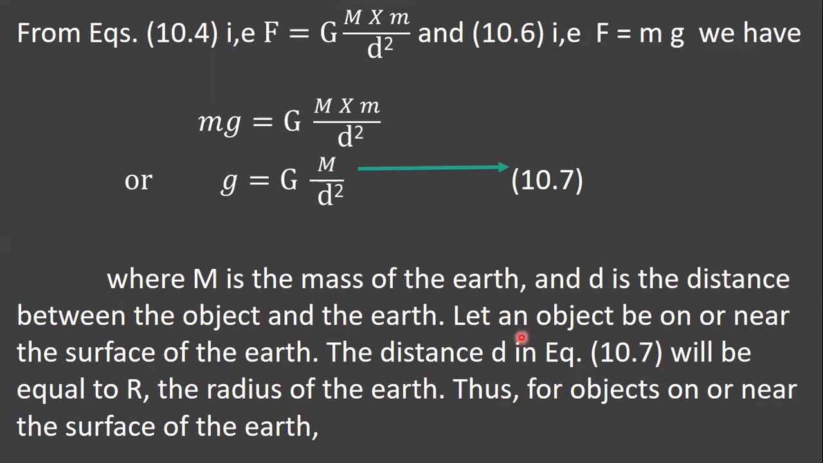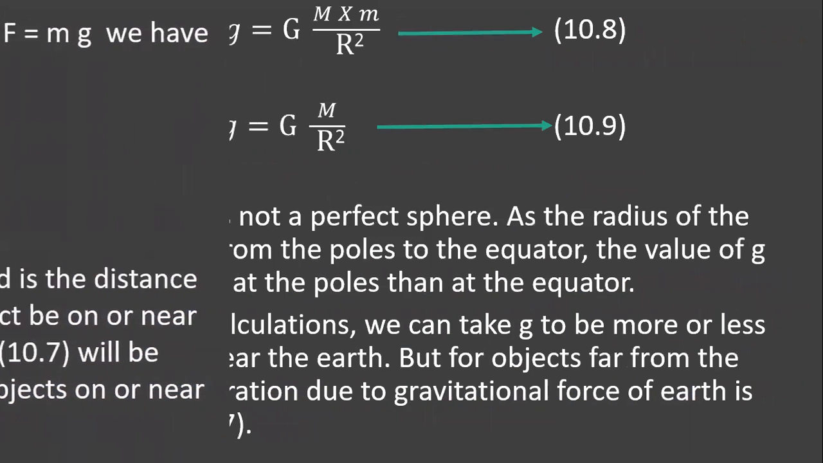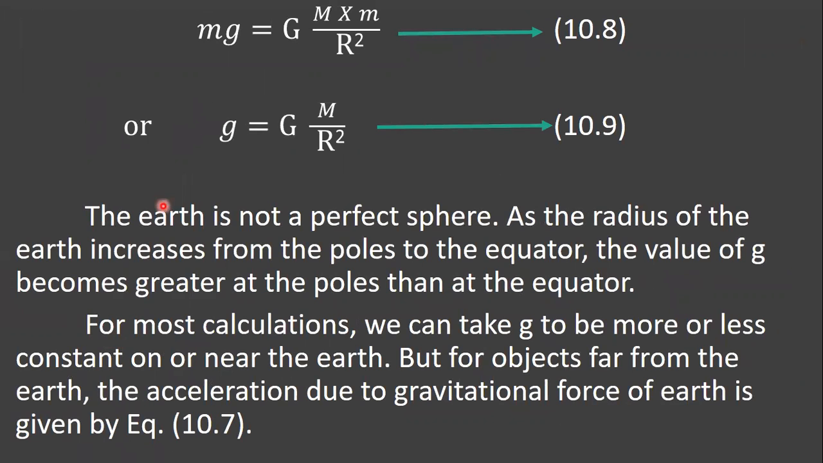See here children, now let an object be on or near the surface of the earth. Now this d will be equal to R, that is, the radius of the earth. Thus for the objects on or near the surface of the earth, we will have m into g equals G M into m by R square. Here d is replaced by R, that is radius of earth, R square. Again you will get here g equals GM by R square.